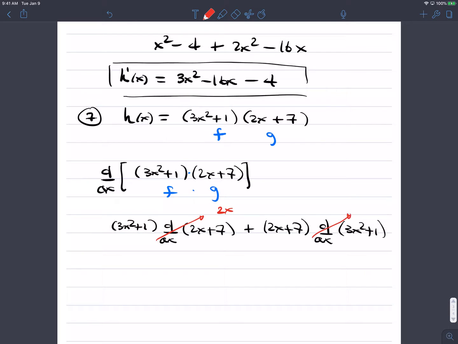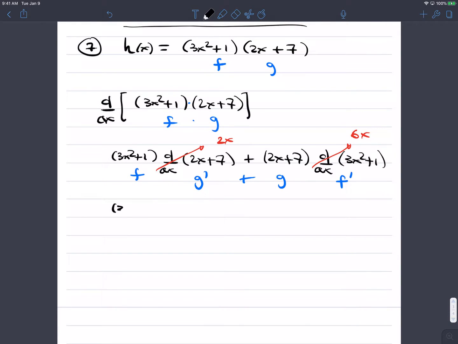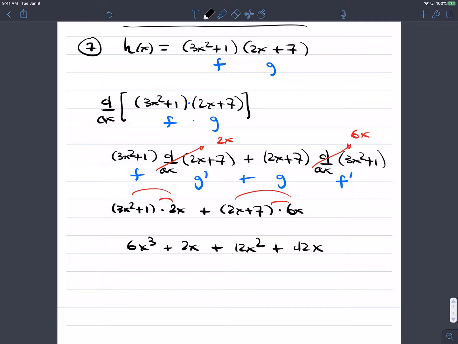Differentiate your 2x plus 7. Differentiate your 3x squared plus 1. We end up with 6x. Just go back and remember this is your f, this is g prime, and this is g, and this is f prime. So altogether, here's what we have. 3x squared plus 1 times that 2 plus 2x plus 7 times the 6x. So when we distribute here, we end up with 6x cubed plus 2x plus 12x squared plus 42x.